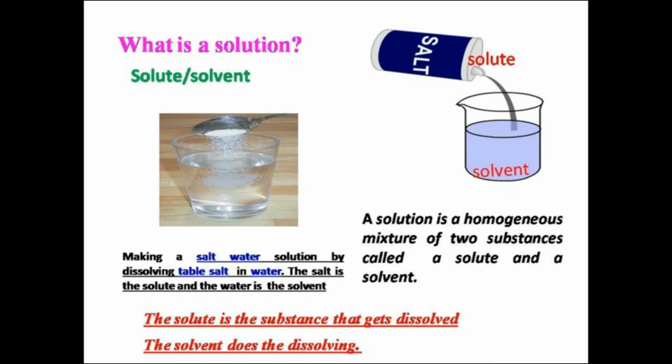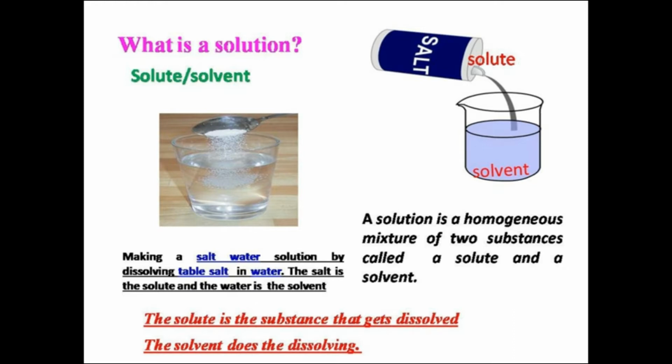Now we should define the term solution. So what is a solution? A solution is a homogeneous mixture of two or more components. I can explain this by taking a simple example, salt solution or sugar solution. Here the salt is dissolved in water, which is giving a solution.